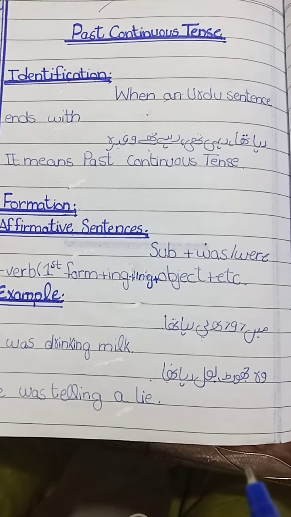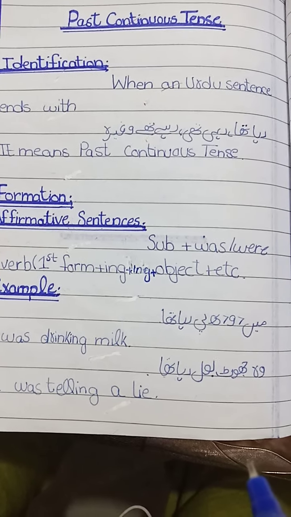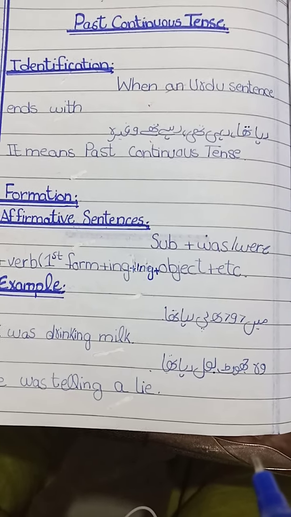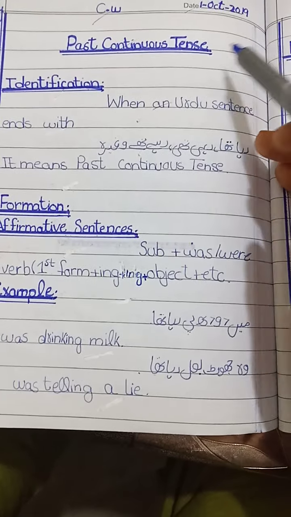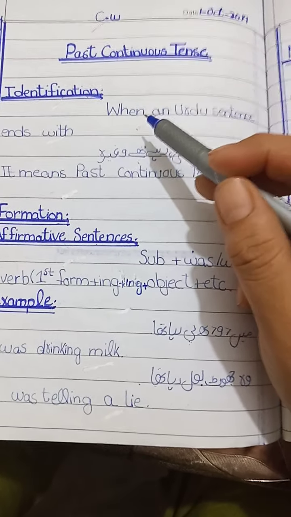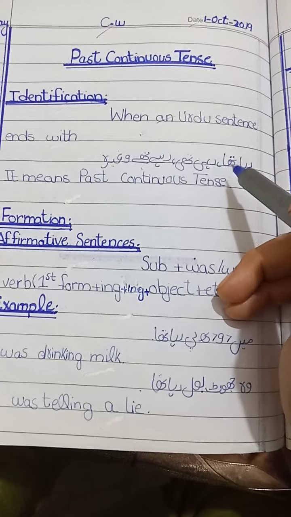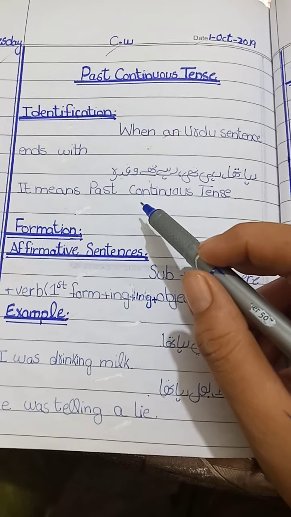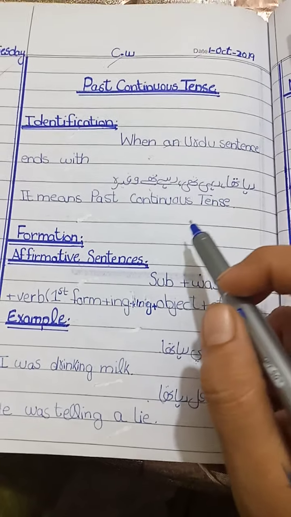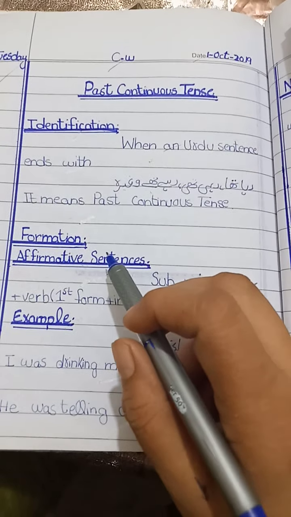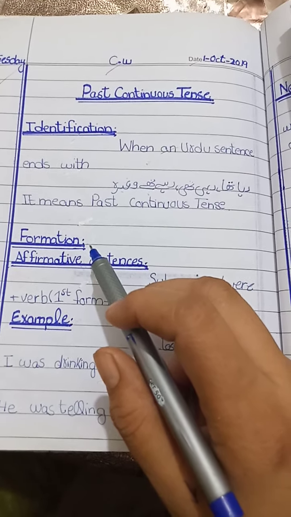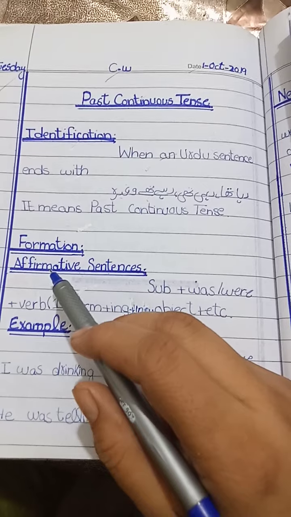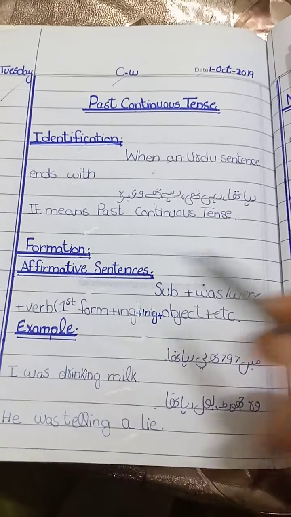After the definition, we will learn the identification of past continuous tense, then the formation of all the sentences of past continuous tense. Okay, first of all, the identification in Urdu sentences. When an Urdu sentence ends with raha tha, rahi thi, rahe the, etc., it means the sentence is in past continuous tense. So we will follow the rules and regulations of how we have to translate the past continuous tense sentences in English. First of all, I will let you know the formation of affirmative sentences.